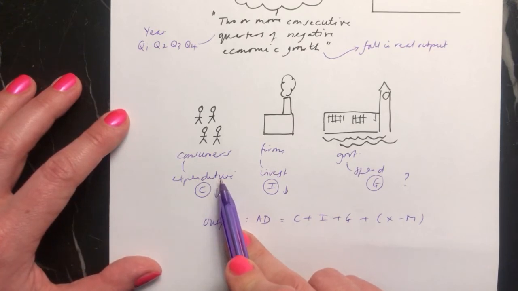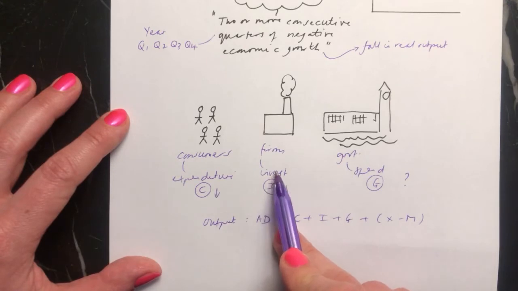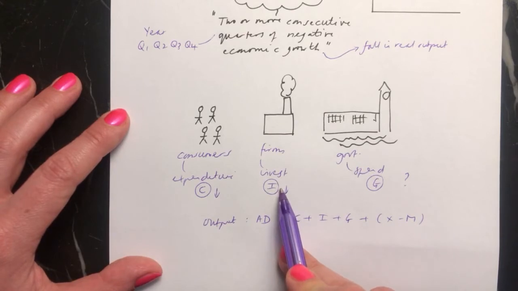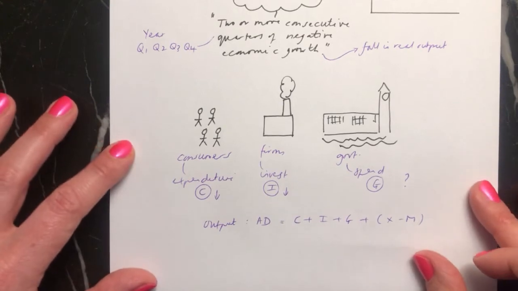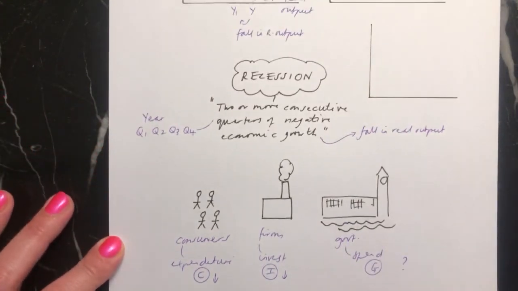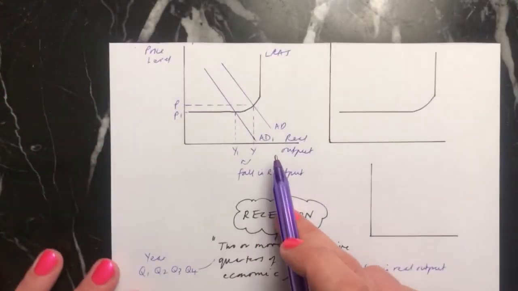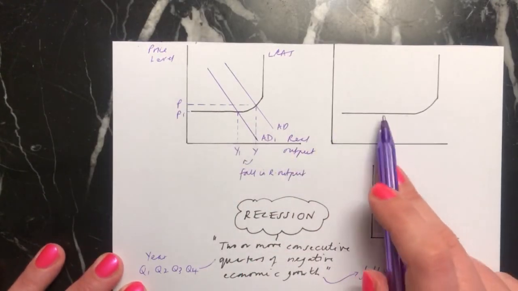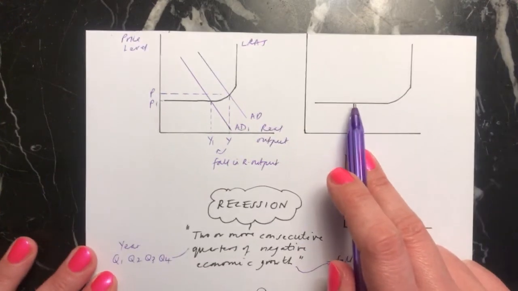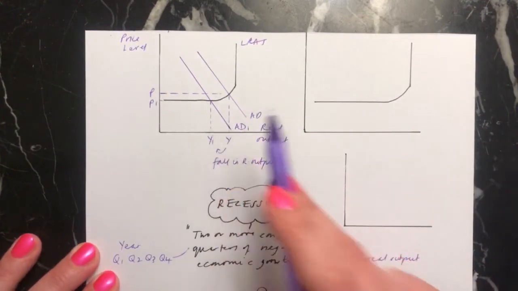as they were before. Also, firms aren't making as many sales to consumers, therefore they're much less likely to be investing in capital. And also, we're less likely to be exporting goods to other countries because they aren't consuming as much either. So all of these things would be likely to cause aggregate demand to fall and to shift to the left.